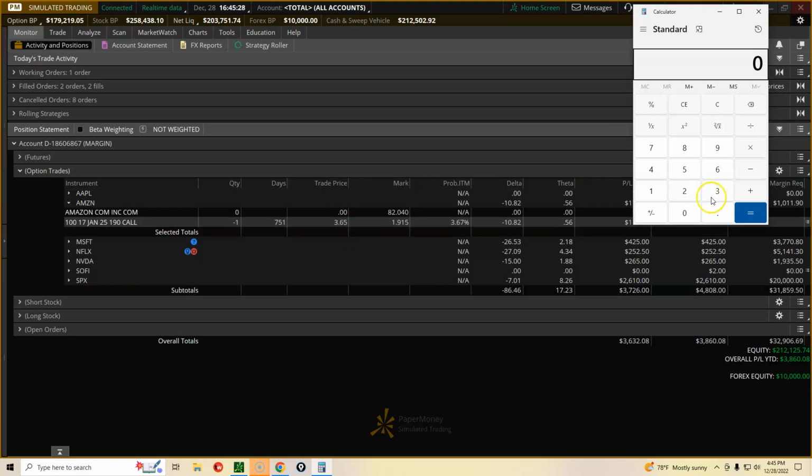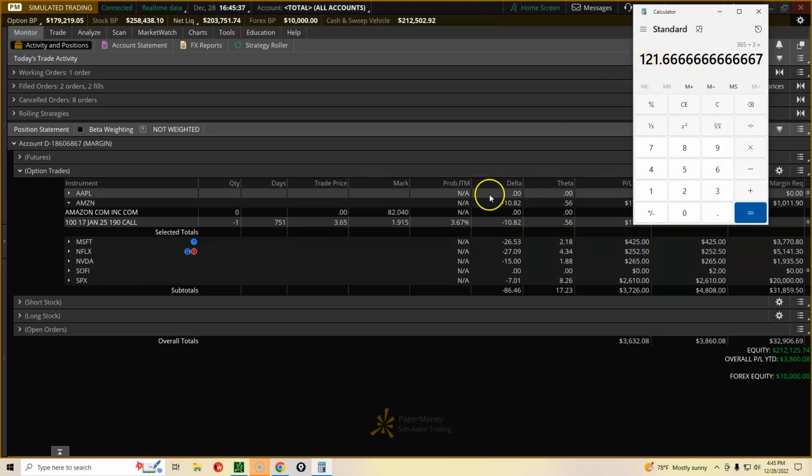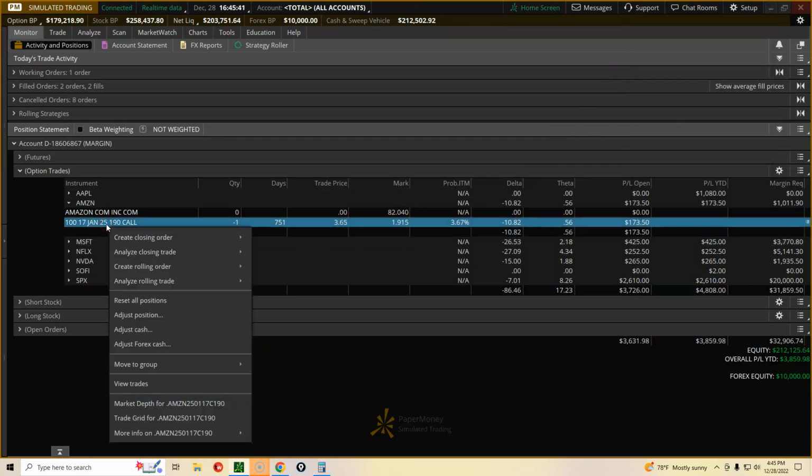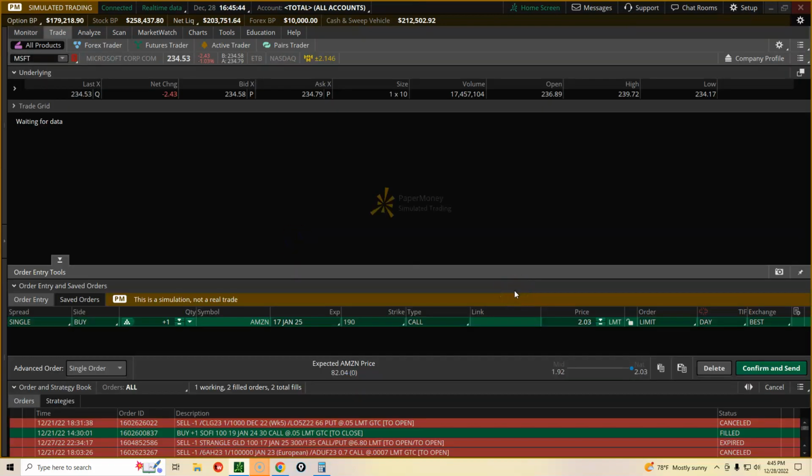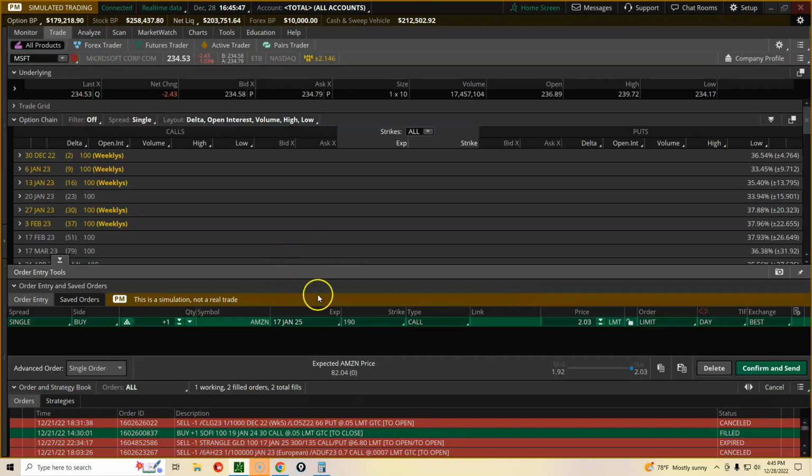So what I'm going to look at doing is I took in a credit of $3.65 times 100. So I took in $365. Half of that would be, let's say, 121. We're close to 121 right here. So I'm going to set up this create closing order, and I'm just going to go 120. Change this to good till cancel.